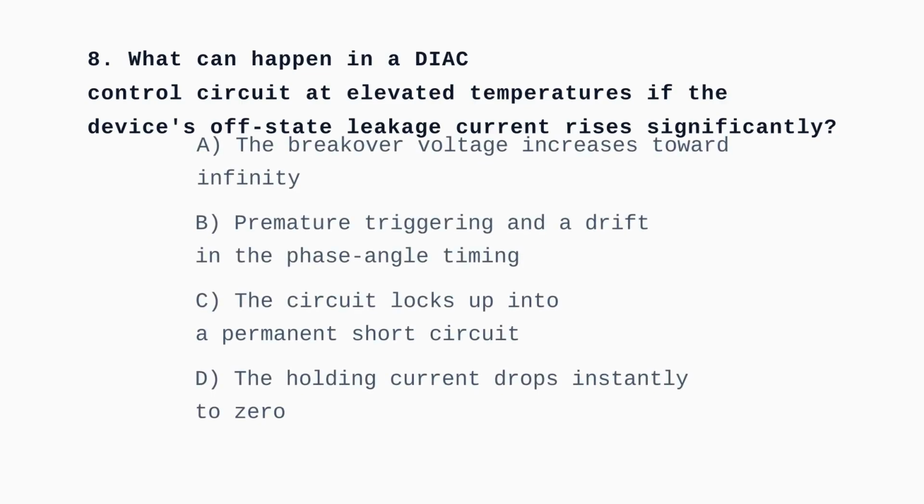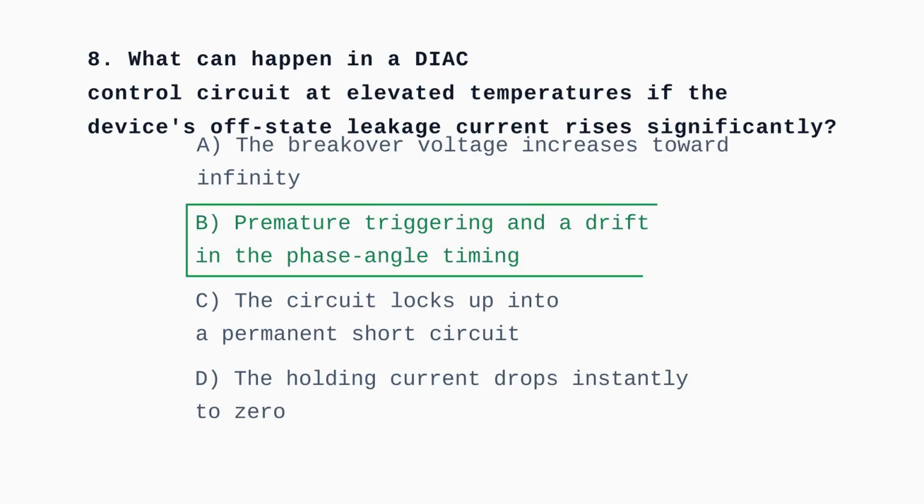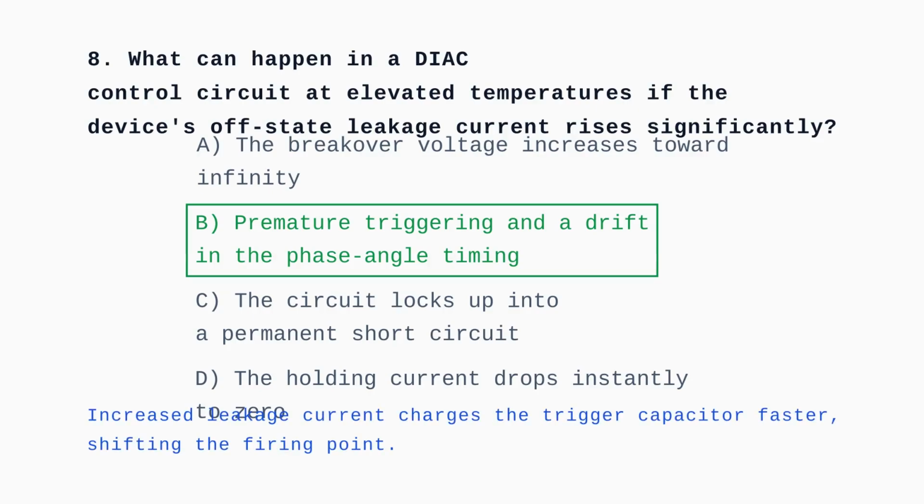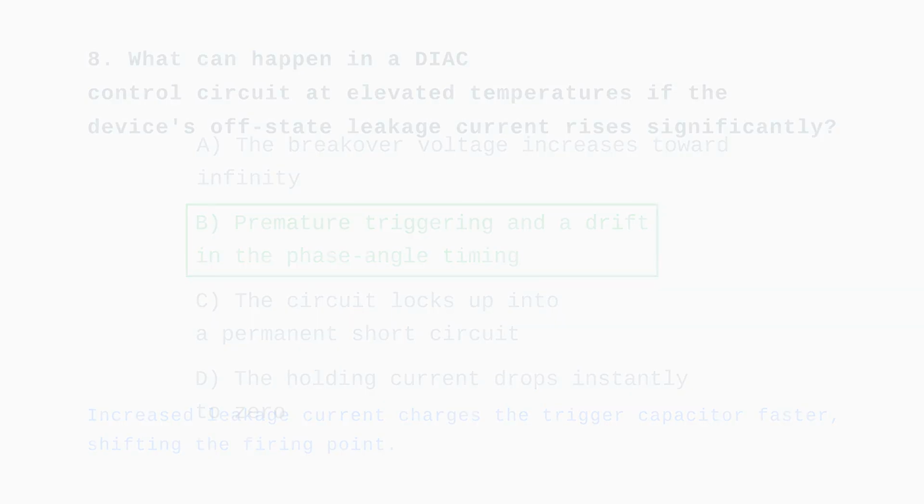Question 8. What can happen in a DIAC control circuit at elevated temperatures if the device's off-state leakage current rises significantly? High leakage currents at hot temperatures allow charge to accumulate prematurely on the phase shift capacitor, causing the DIAC to fire earlier in the AC cycle.